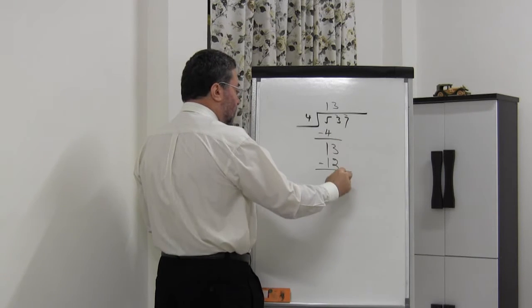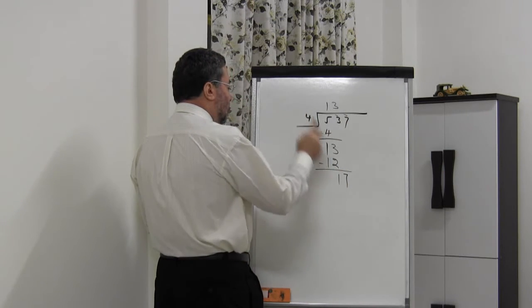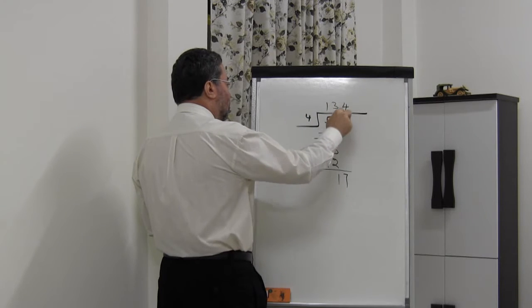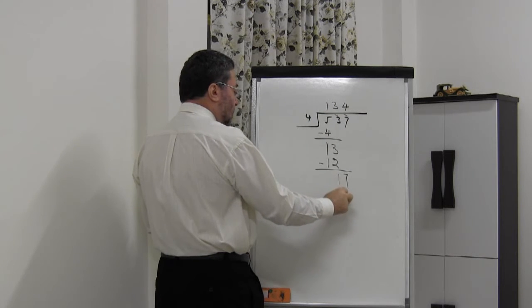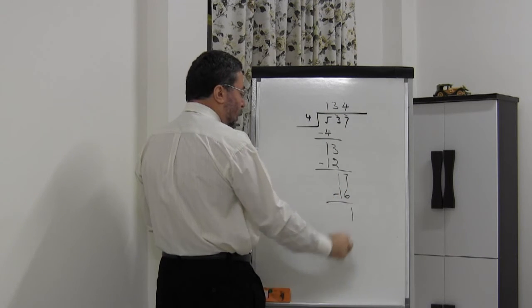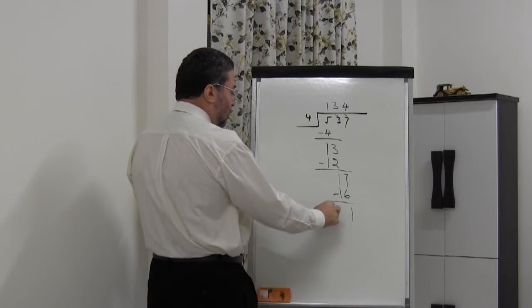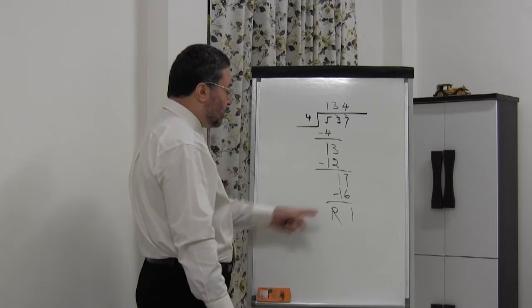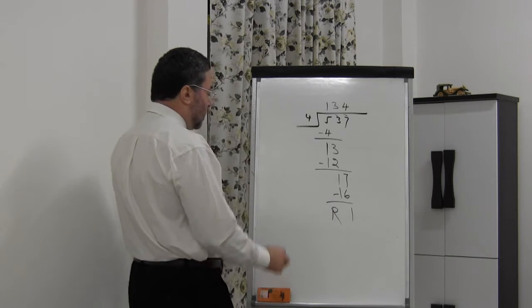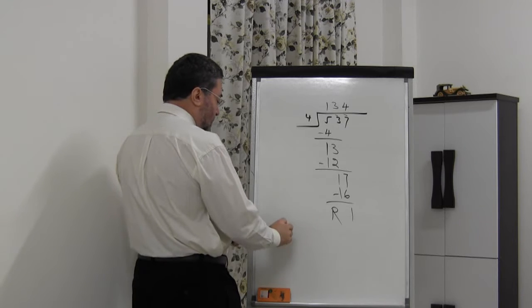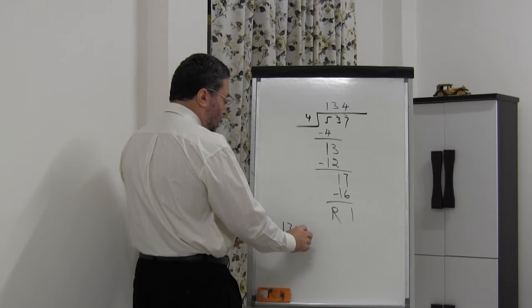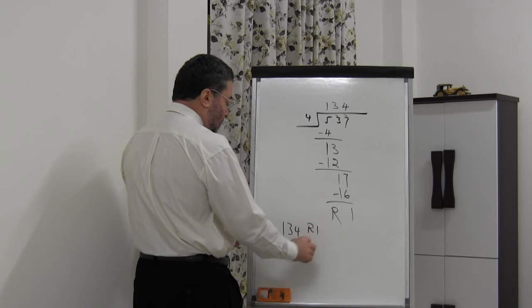Now we use the 7. And 17 divided by 4, that's 4. 4 times 4, that's 16. Subtract, and we get a 1 as a remainder. So this is the remainder for this division. And now we can write our answer as 134 and remainder 1.